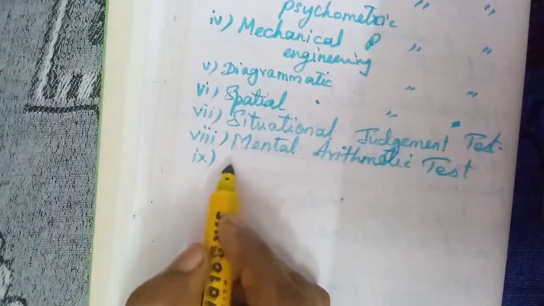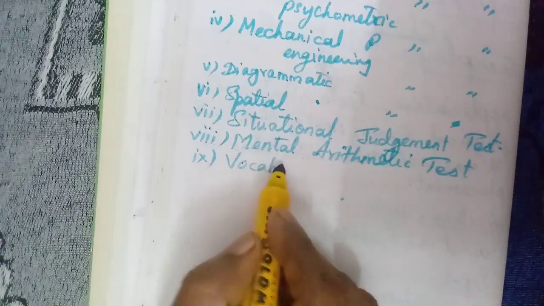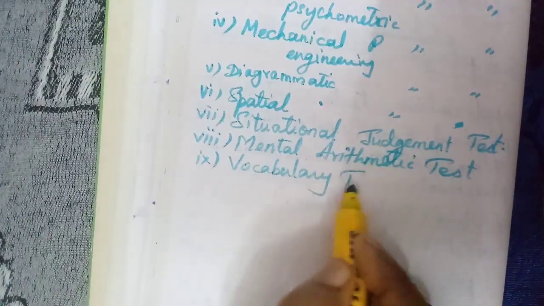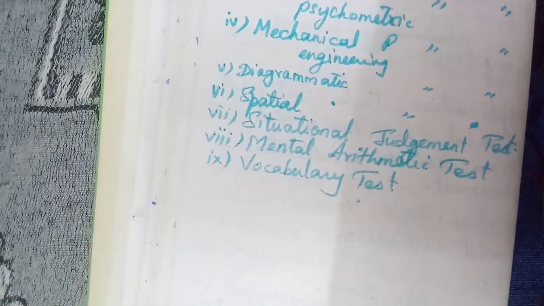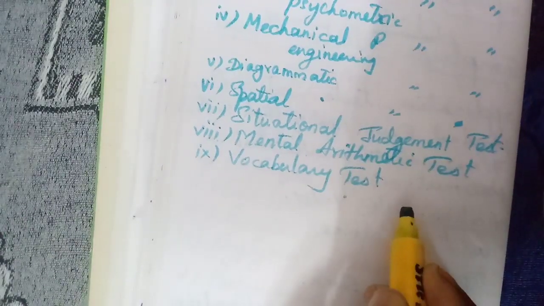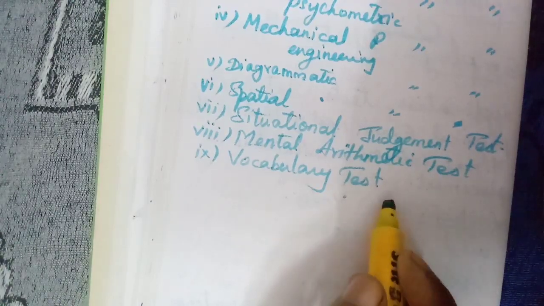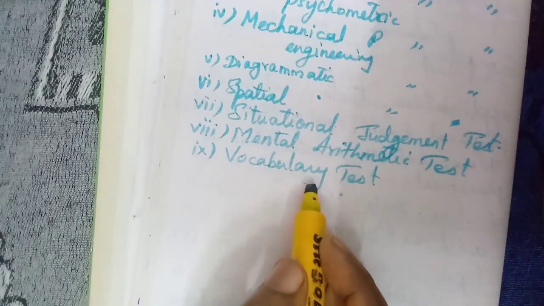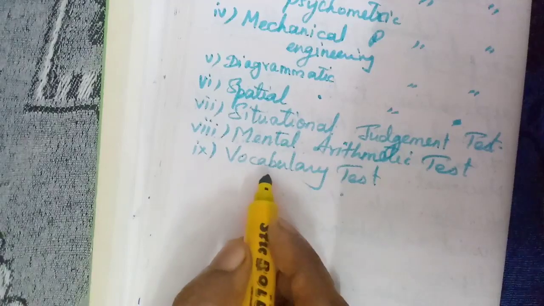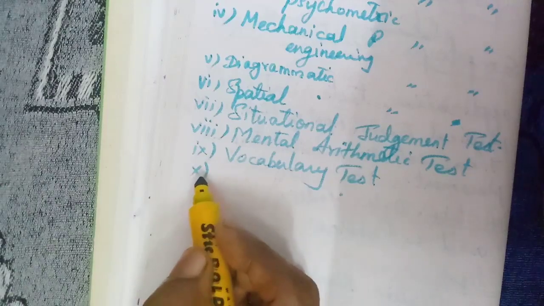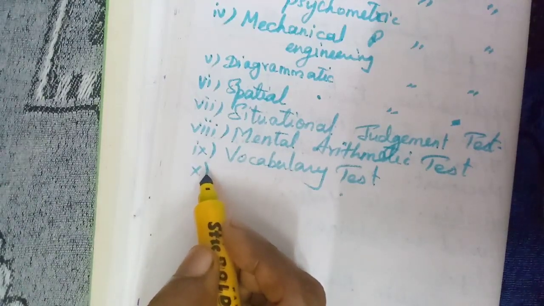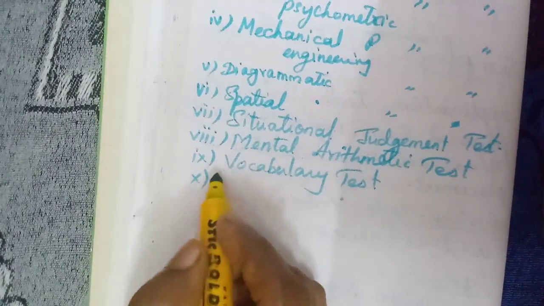Then vocabulary test. Vocabulary, that is speaking skill, isn't it? How much fluency they have in the English language or any other language also. Then how they think and express their thoughts, that is called communication skill. So a vocabulary test also will be conducted, to see whether they are able to speak out fluently. Then the last test under this aptitude test is the number sequence test.